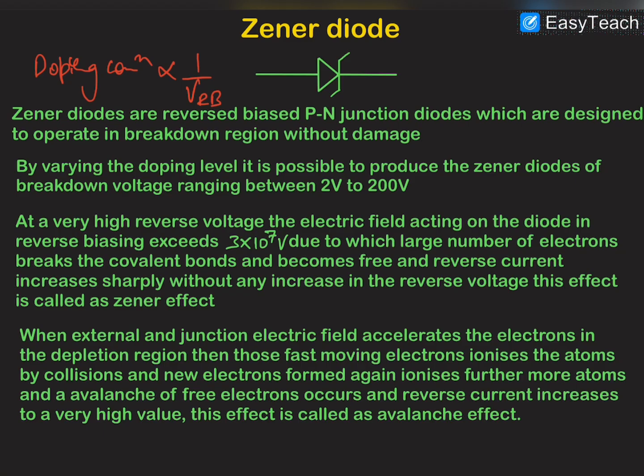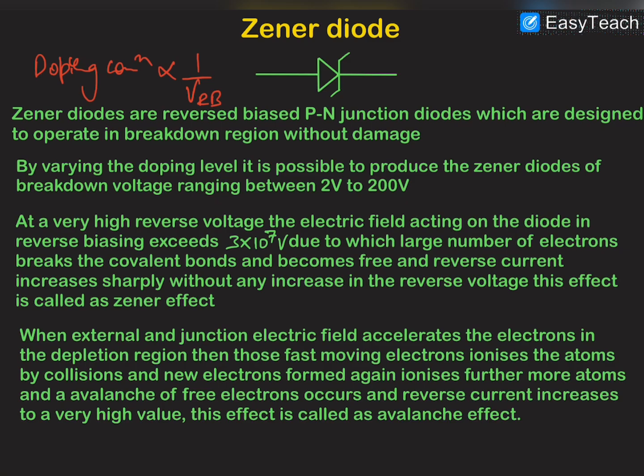Okay, now at a very high reverse voltage, the electric field which is produced inside the diode exceeds the value of 3 × 10^7 volts per meter, and due to this, a large number of electrons break their covalent bonds and become free, and therefore the reverse current in the diode increases sharply. This increase in the reverse current without any increase in the voltage is called the Zener effect.